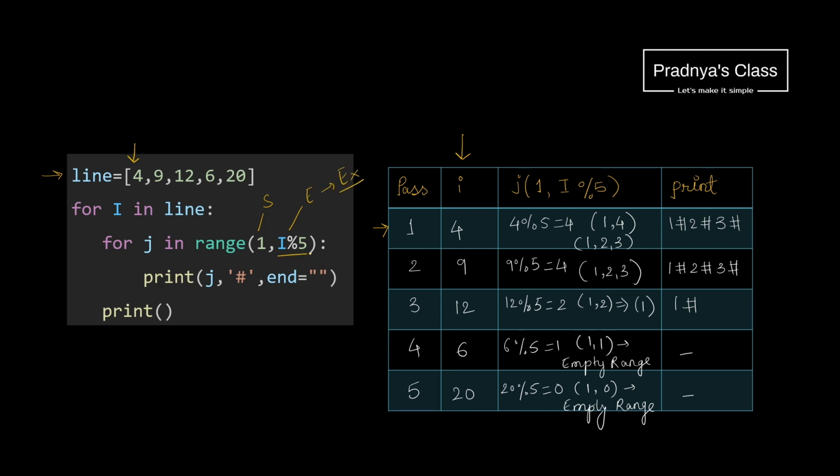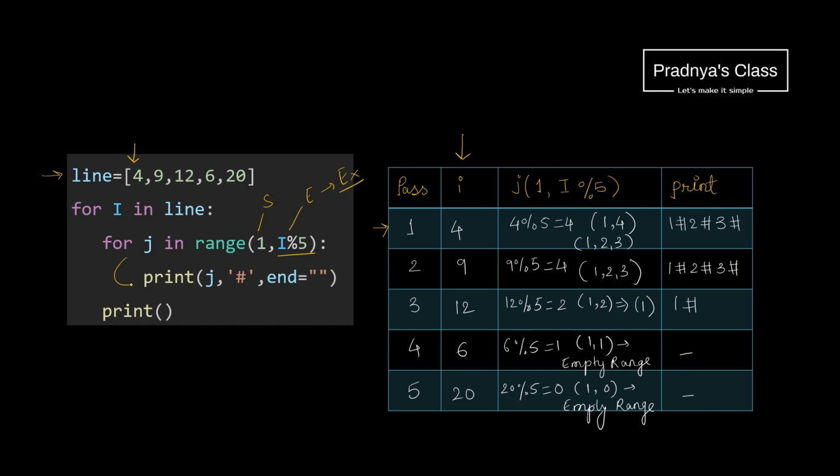Let's first calculate i modulus 5. The value of i is 4. 4 modulus 5 will be 4. It means the range function will execute as 1 comma 4. 4 is exclusive. It means 1 comma 3. 1 comma 3 means range function will execute for 3 times. The values will be 1, 2, 3.